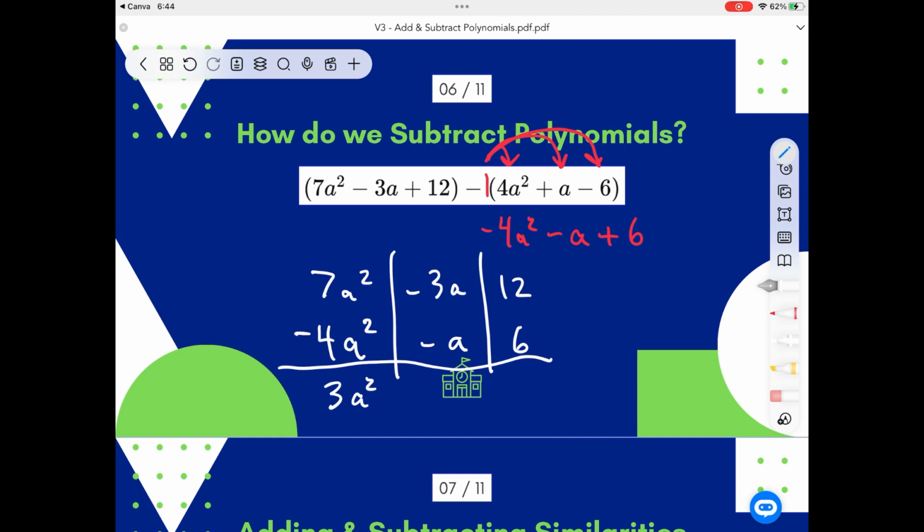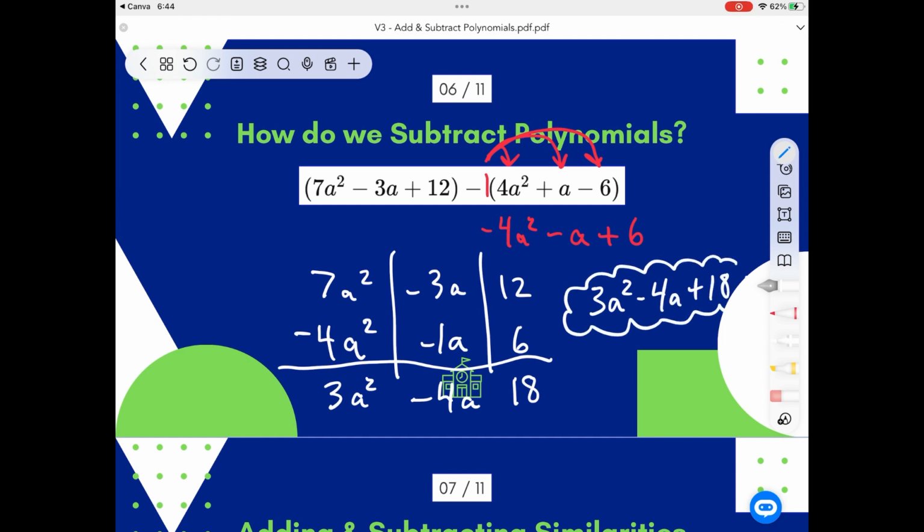Negative 3 minus another one. This is actually going to get even more negative because all of these are negatives. If you combine negative 3 and negative 1, that makes a total of negative 4a's. And then finally, we have 12 and 6 as our constants. Add those together and we get 18. So 3a squared minus 4a plus 18 would be the difference between the original polynomials here.